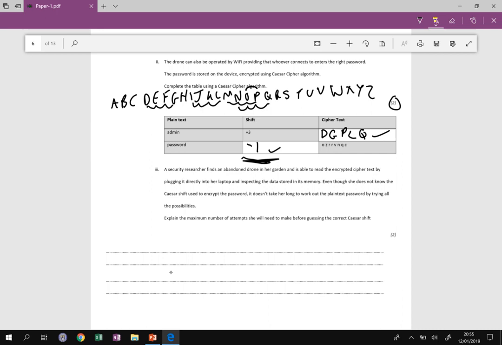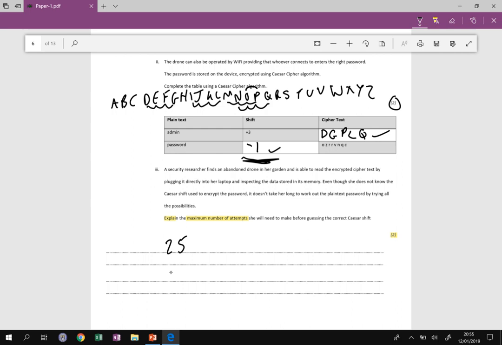So we've got an explain question here, worth 2 marks, so we need to say the maximum number of attempts and why that's the maximum number of attempts. First of all, the maximum number of attempts that she's going to have to do is 25. Why is that? Because there's 26 letters in the alphabet, so if it was encoded with a Caesar shift of 0, A would be A, and she'd recognise that straight away. The maximum number of shifts she'd have to try is just 25, because then she'd get back round to what she tried first time round.